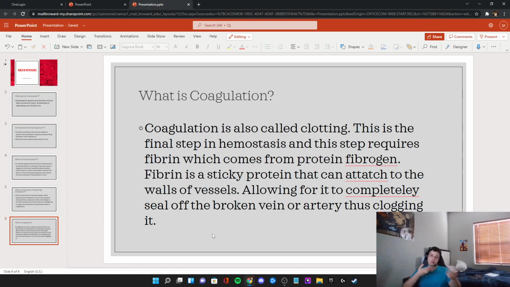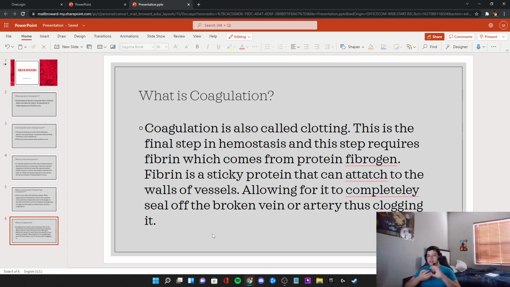Coagulation, also called clotting, is the final step in hemostasis. It uses fibrin, which comes from the protein fibrinogen. Fibrin is a sort of sticky substance that allows itself to stick to the walls of the arteries, the veins and whatnot.